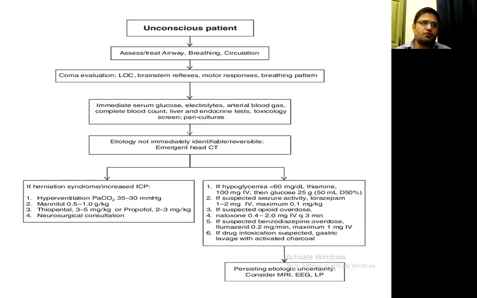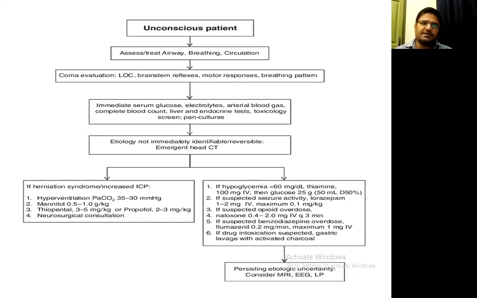Look, I told you CT scan is the emergency investigation. Don't order MRI in emergencies because this may compromise your patients. So if there is herniation syndrome or raised ICP features, then hyperventilation, which I already told, via rebreathing bag to PCO2 of 35 to 30, mannitol 0.5 to 1 gram per kg. Usually we give 50% in the first hour and then 8 hourly with the 25%. Thiopental and neurosurgical consultation for craniotomy.